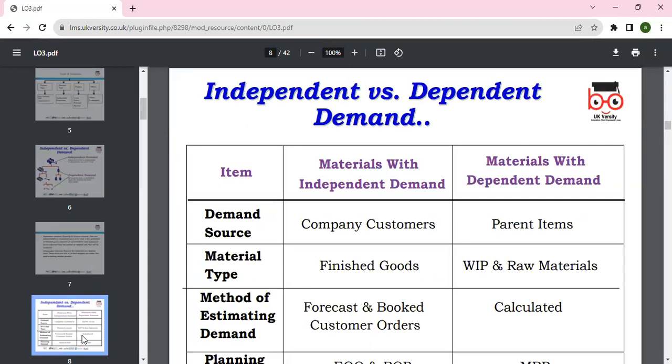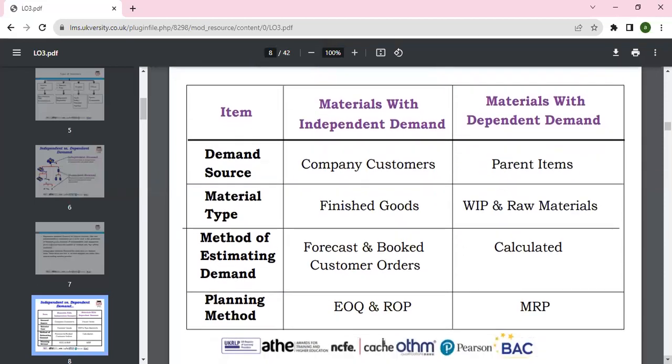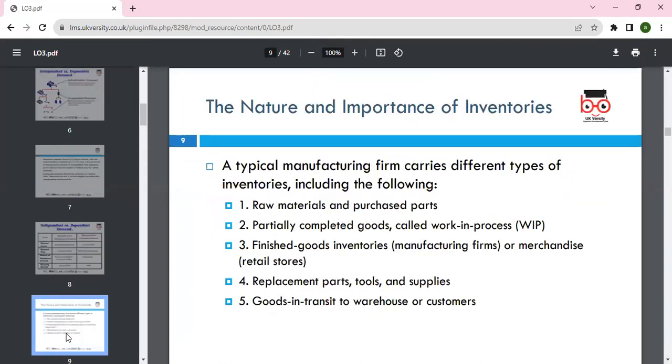We can look at the demand source: the company, customer, and the parent item, and material type: the finished goods, the work in progress, and raw material. We can look at the method of estimating demand: forecasting, booked customer orders, and calculation. And we can look at the planning method: economic order quantity, rate of purchase, and machine material requisition purchase. We can look at these, and they need to be managed.